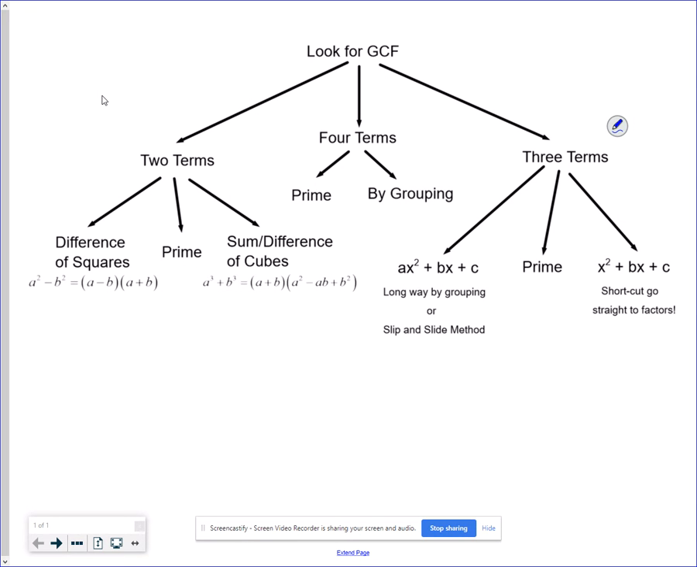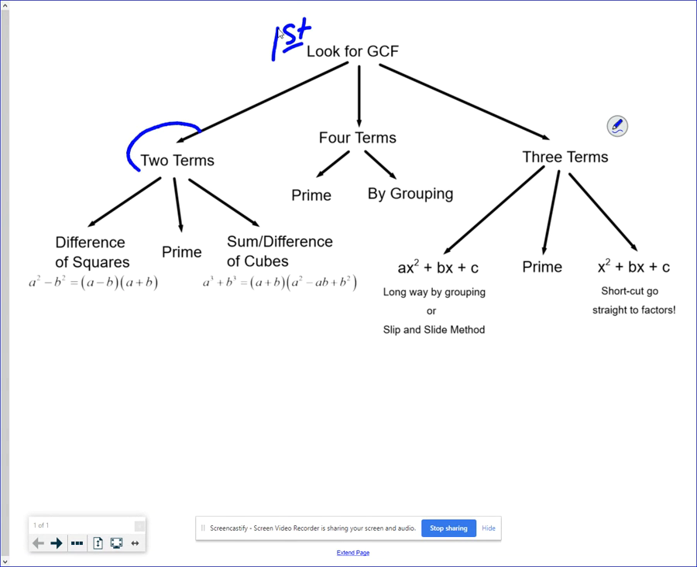So the first thing you're going to do is look for a GCF, always. So if it has a GCF, you're going to factor it out. It's like using the distributive property backwards. After you factor out the GCF, what's left inside your parentheses, you're going to count how many terms you have. Or if there is no GCF, then you'll count the number of terms as well.